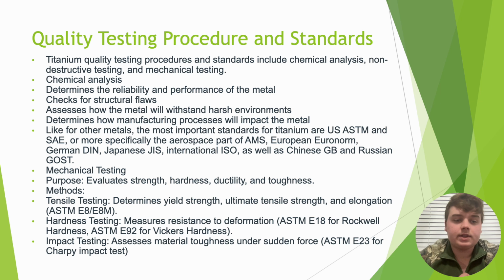Methods: tensile testing determines yield strength, ultimate tensile strength, and elongation. Hardness testing measures resistance to deformation. ASTM E18 for Rockwell hardness and ASTM E92 for Vickers hardness. Impact testing assesses material toughness under sudden force. ASTM E23 for the Charpy impact test.